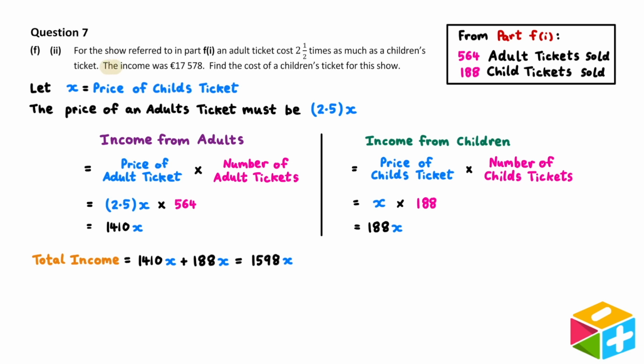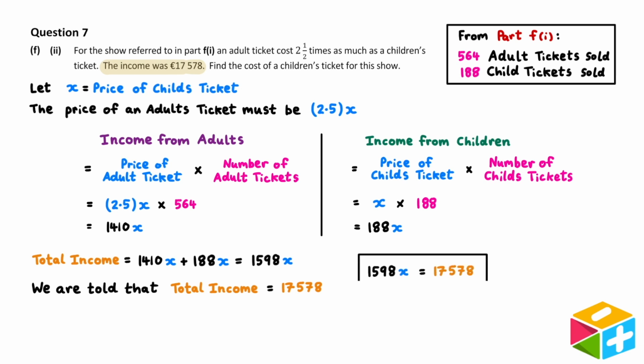But remember, we know what the total income is. It's 17,578. We can equate these two expressions to get 1598X equal to 17,578. To find the value of X, we just need to divide both sides by 1598. Performing the calculation on the right-hand side gives us an answer of 11. This means that X, the price of a child's ticket, is €11.